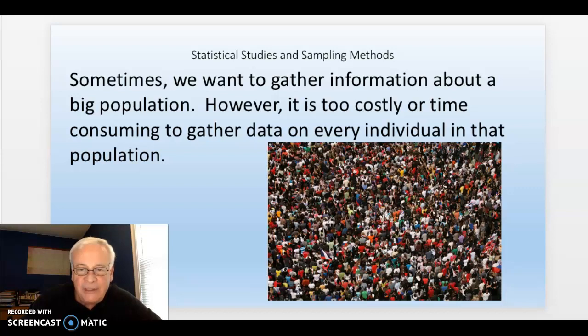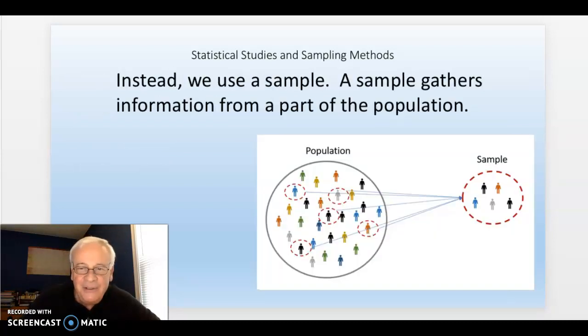Sometimes we want to gather information about a large population, but it's so hard to ask every single person, or it's too costly. It would take too long, too. So what do we do? We take a sample of that population, just a part of the population. Sometimes the sample can be more accurate because it's hard to get a complete population. So the sample can be a good way to do it. You have to be careful how you take the sample.